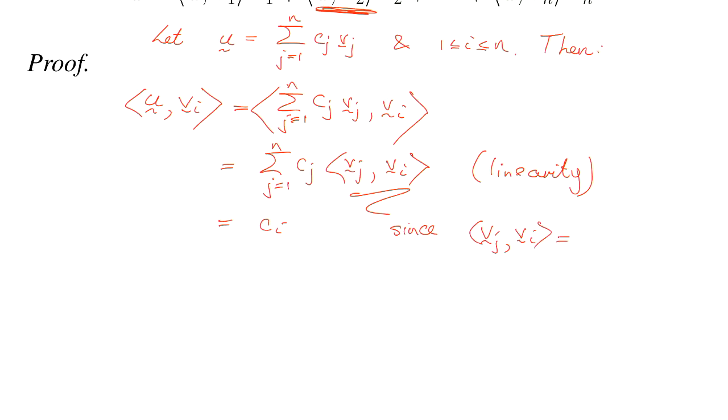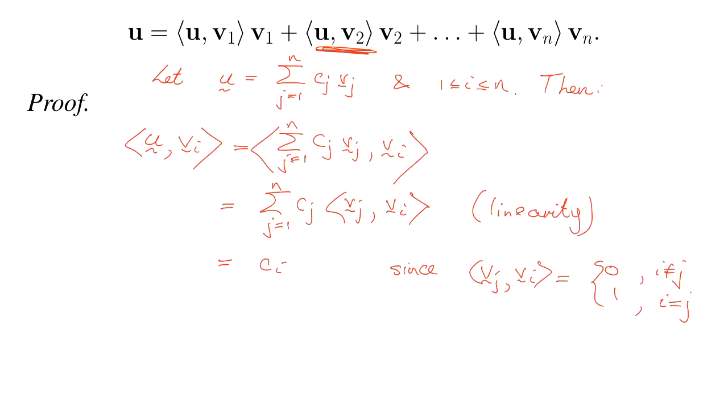Right, so I've used this argument 3 times in 20 minutes. This argument is essentially the nice fact about orthonormal bases. Okay, so what have we learned? We've learned that the CI we were trying to find is just the inner product of U and VI. And so we're done. Okay? So this is the reason we like orthonormal bases.